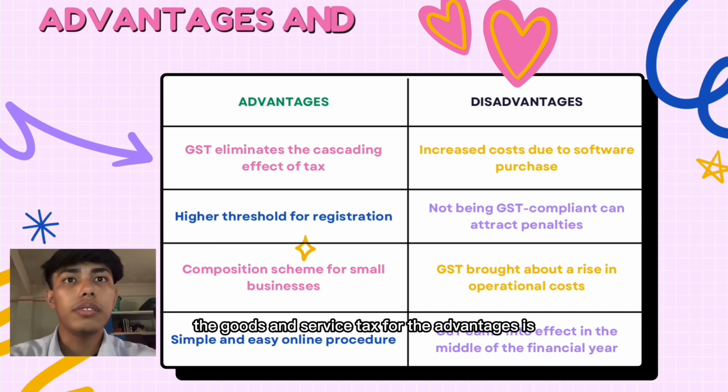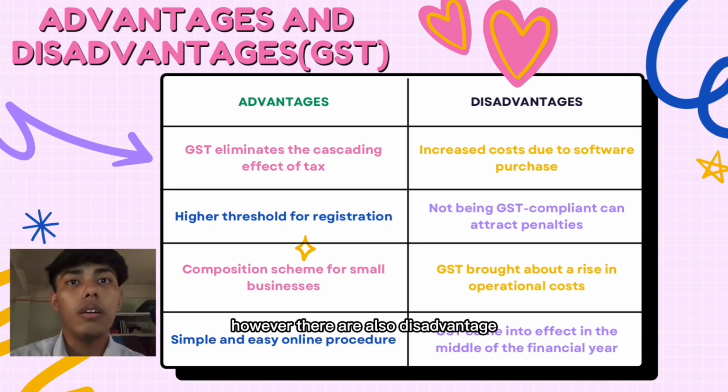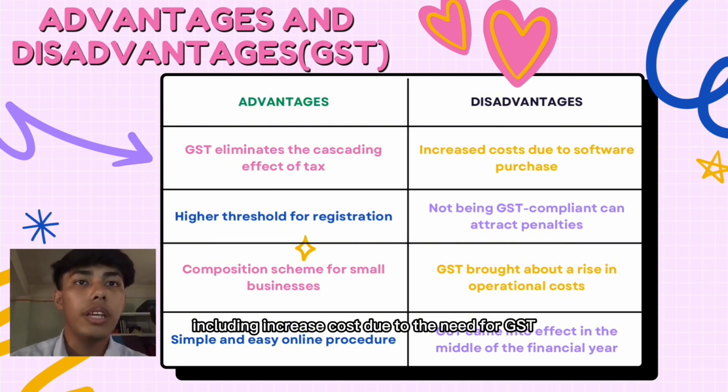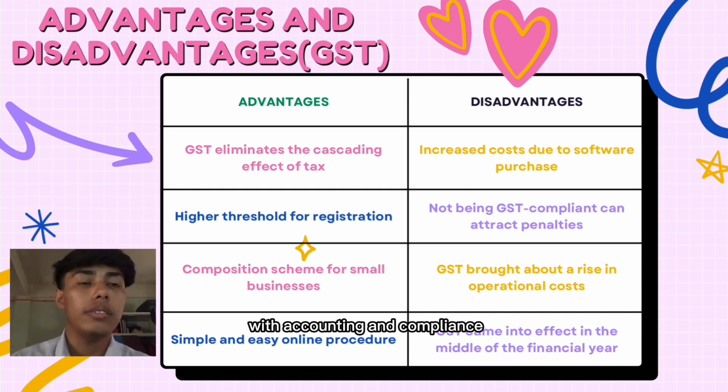The Goods and Services Tax offers several advantages, such as eliminating the cascading effect of tax and providing a higher threshold for registration. Additionally, the composition scheme allows small businesses to pay tax at a lower rate, and there is a simple and easy online procedure for registration. However, there are also disadvantages, including increased costs due to the need for GST-compliant software, heavy penalties for non-compliance, and increased operational costs associated with accounting and compliance.